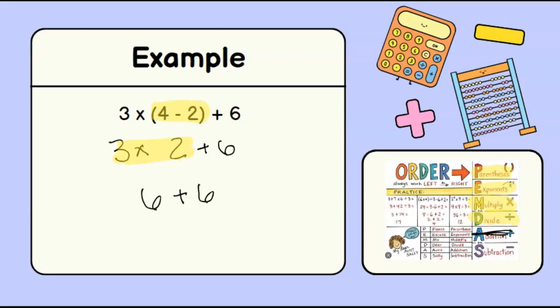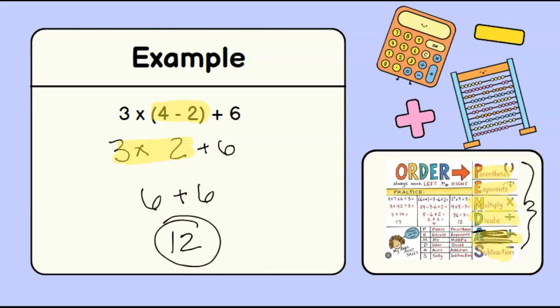According to PEMDAS, I either add or subtract. Now all I have is an addition sign left, so I know I'm going to do 6 plus 6. Simplify that to find the answer. The answer to this numerical expression is 12. I have to follow my steps in PEMDAS if I want to reach the right conclusion.